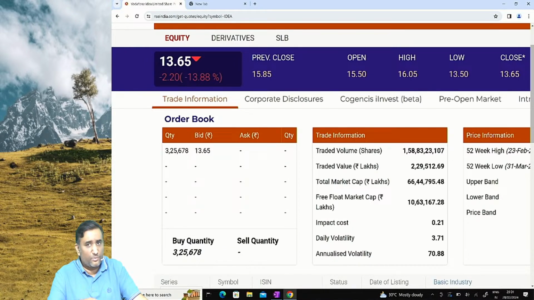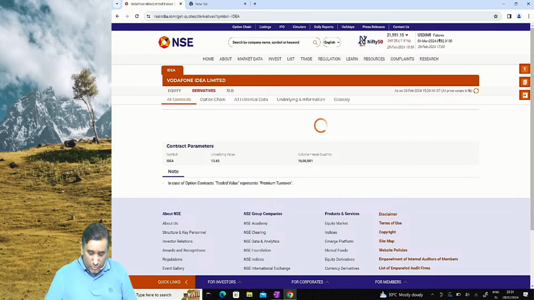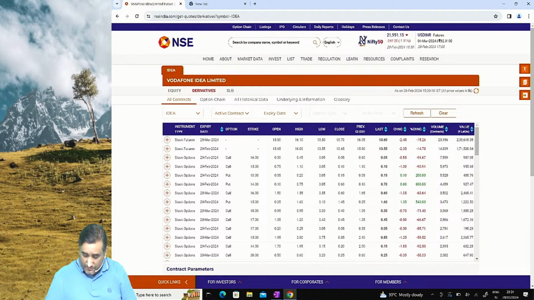Last week, 3 days back, it was 18 point something, today it's 14. Since tomorrow we have expiry, the last Thursday of the month, the new contract comes in. When I go to the derivative market, I'll show you something very interesting in the option market.